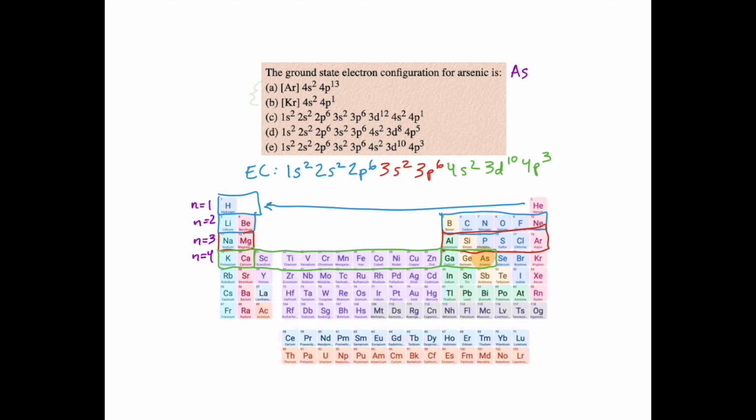So let's scan our options and see if we even need to deal with these two noble gas electron configurations. And it looks like we don't, because we see that our answer matches that of response option E, which is our final answer.